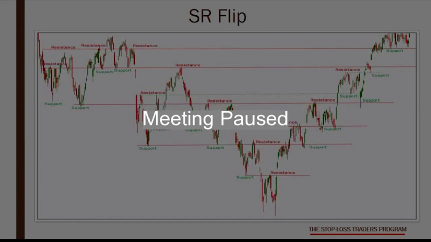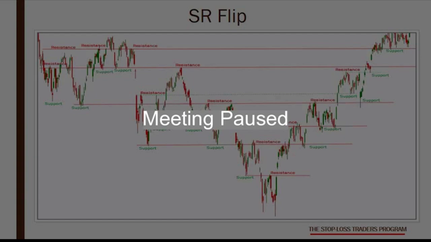Is it okay, friends? Did everyone understand? Yes, I want a check mark from everyone. This is the most basic part. So this is when a support and resistance breaks.